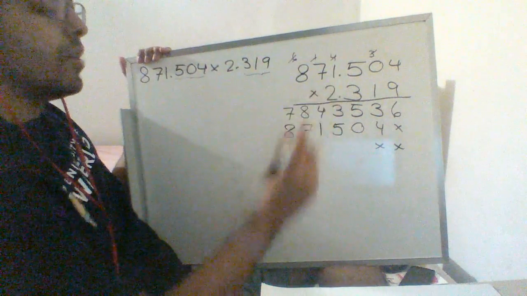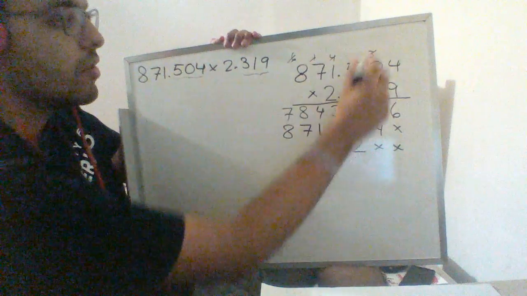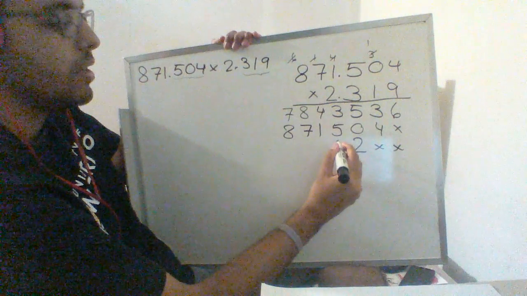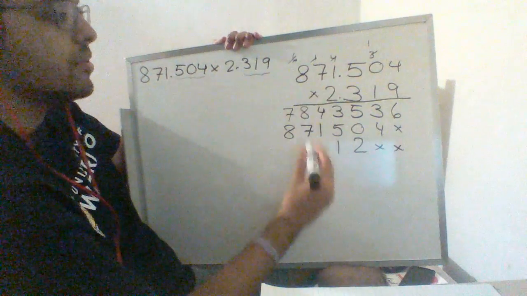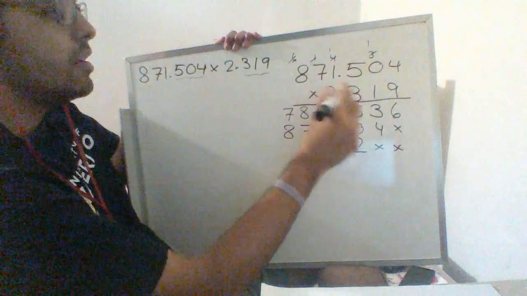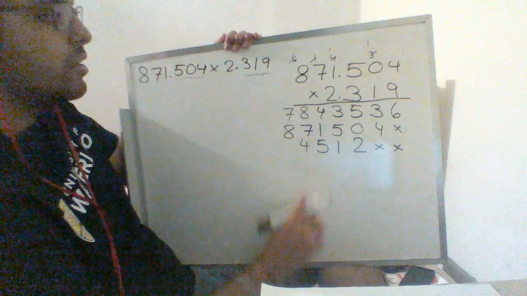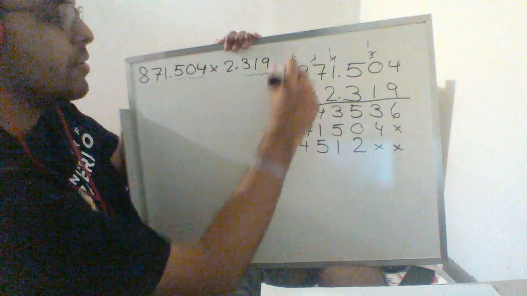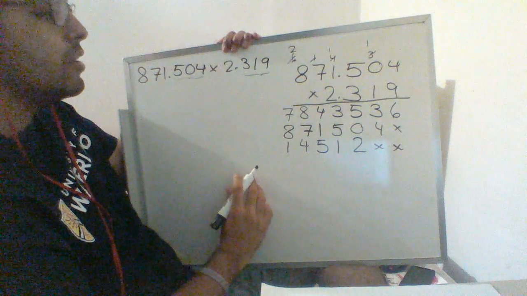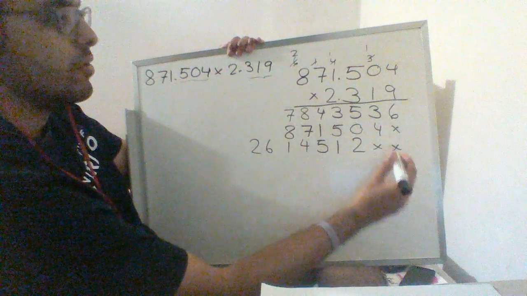And we're working with this 3 now. So we do 3 times 4, which is going to give us 12. Carry the 1. 3 times 0 is 0, plus 1 is 1. So we put that there. 3 times 5 is 15. Put the 5 there, carry the 1. 3 times 1 is 3, plus 1 is 4. 3 times 7 is 21. Put the 1 there, carry the 2. 3 times 8 is 24. Plus 2 is 26. So all good so far.